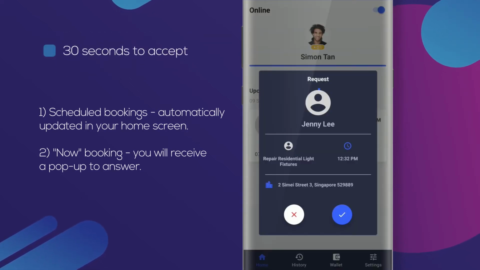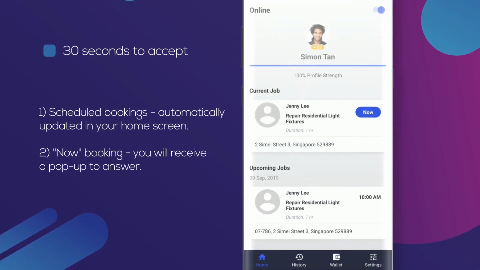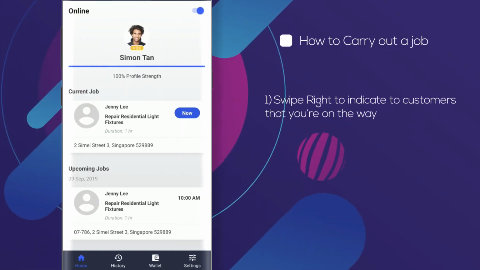However, when a Phix customer requires a service immediately, you will receive this pop-up on your phone. You have 30 seconds to decide if you are able to carry out the job. If you decide to proceed taking the job, tap the blue button. Otherwise, tap the decline button. Once you have accepted the job, it will appear on your home screen, and you can start making your way to the job location. How to carry out a job.